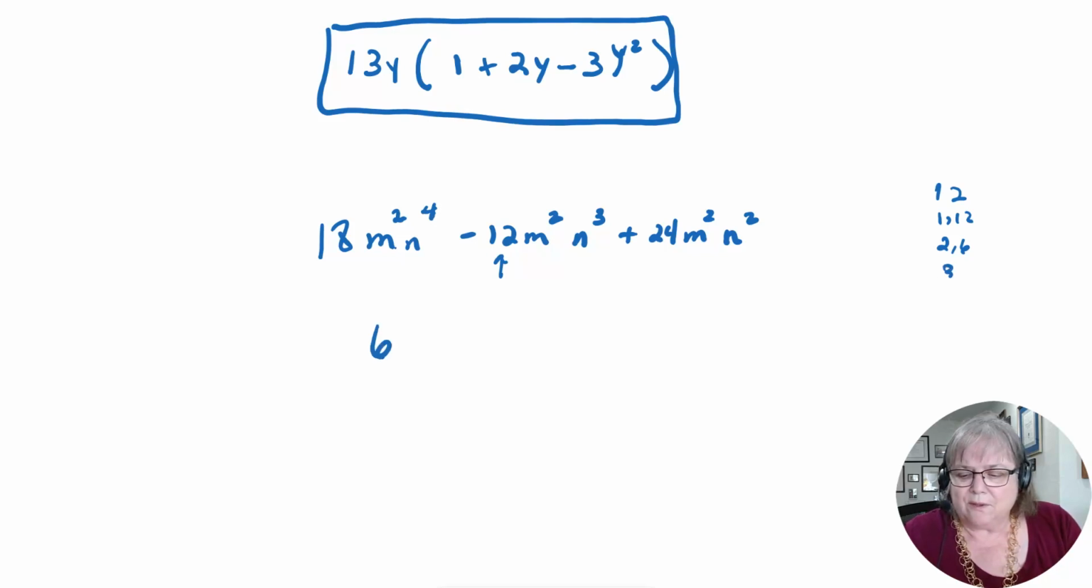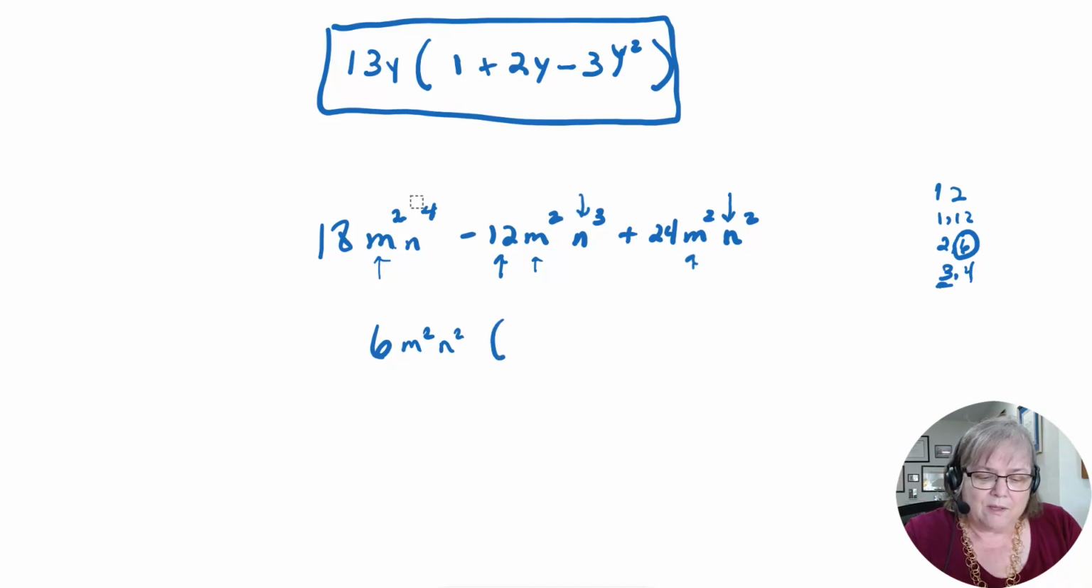So you just sort of look through here and go, you know, maybe a 3. 3 would go into everything. 3 goes into 18, into 12, and into 24, but 6 is bigger, so you want the greatest factor that's in common, right? So 6. Now I have m squared here, m squared here, and m squared there. So m squared is in common to them all. This is n to the fourth, n cubed, n squared. So the smallest one is n squared.